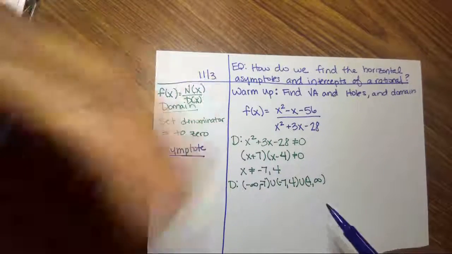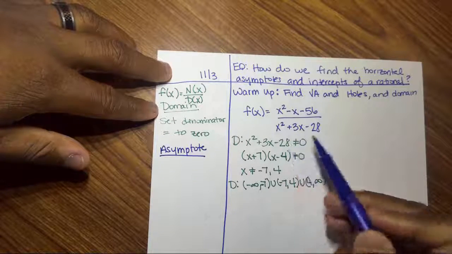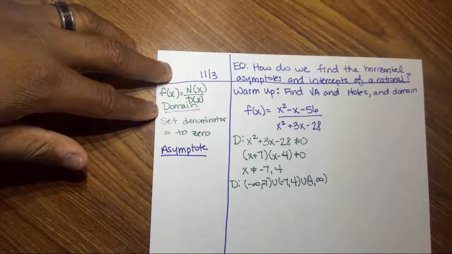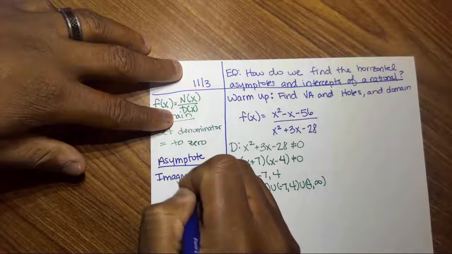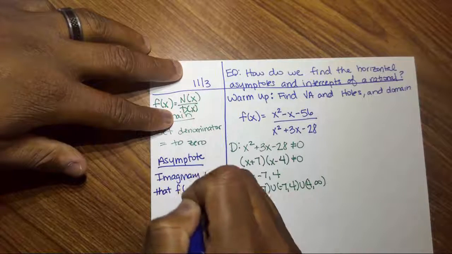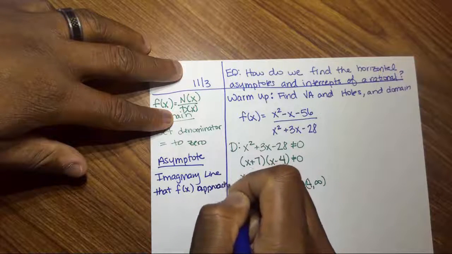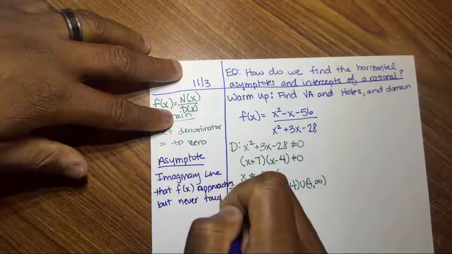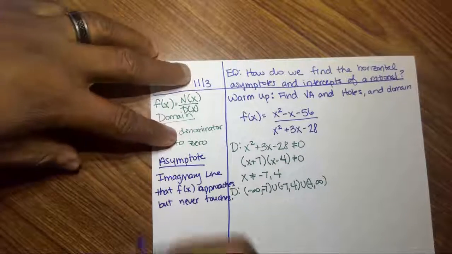And it exists because this bottom part is going to be 0. Does everybody understand that? One of the values is going to make this bottom part 0. We've already found two values that make the bottom part 0. So an asymptote is an imaginary line that the function f of x approaches but never touches. And it occurs because the bottom is 0.